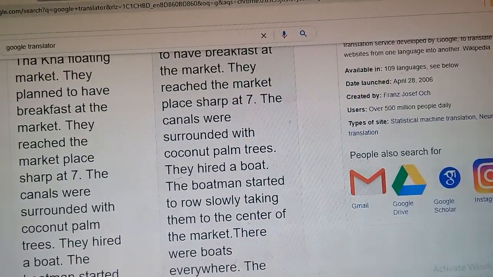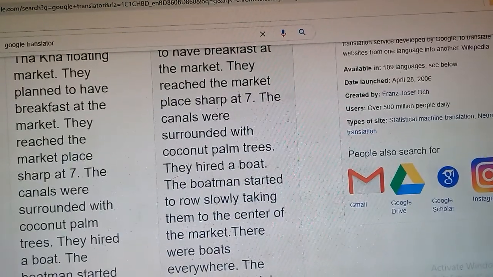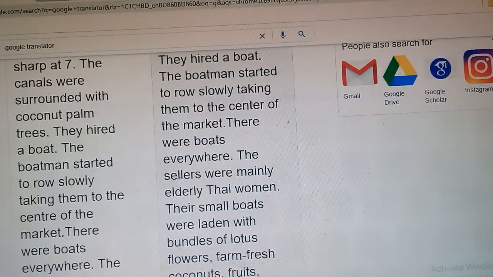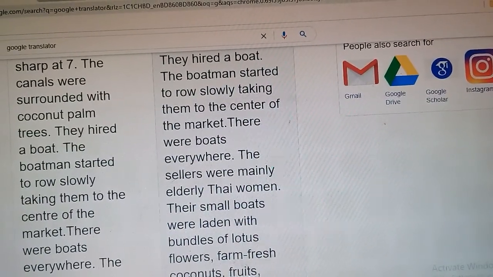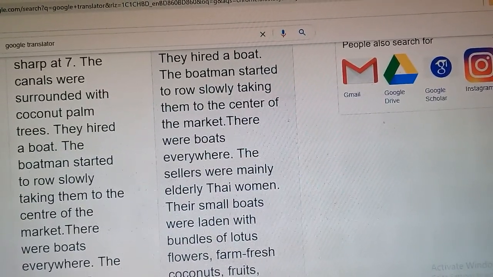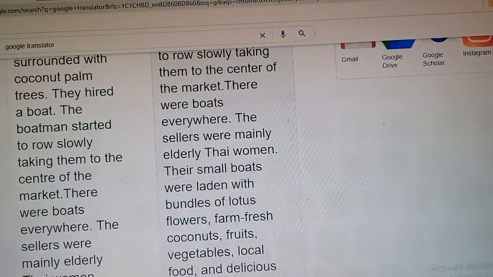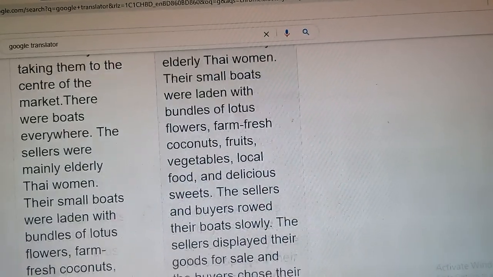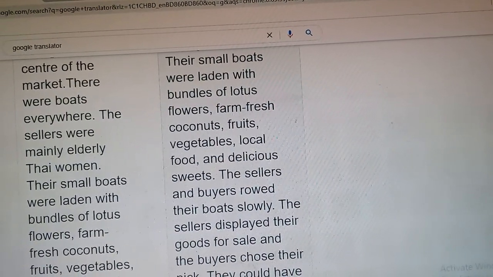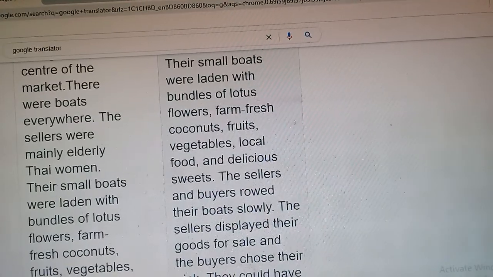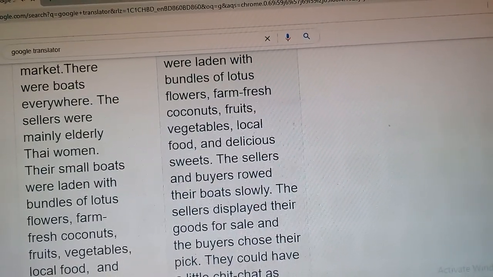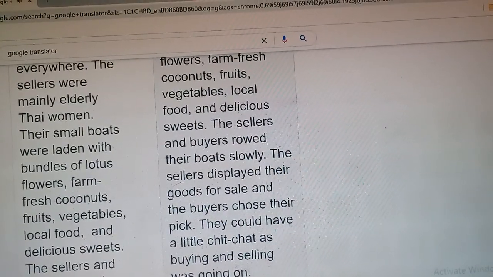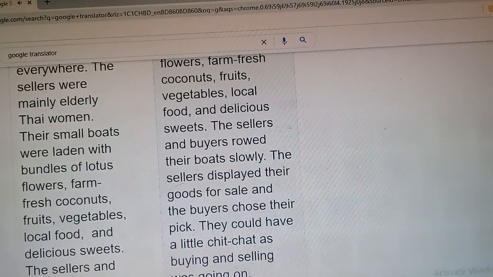They hired a boat. The boatman started to row slowly, taking them to the center of the market. There were boats everywhere. The sellers were mainly elderly Thai women. Their small boats were laden with bundles of lotus flowers, farm fresh coconuts, fruits, vegetables, local food, and delicious sweets. The sellers and buyers rowed their boats slowly. The sellers displayed their goods for sale and the buyers chose their pick. They could have a little chit-chat as buying and selling was going on.